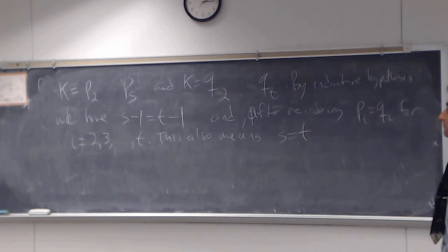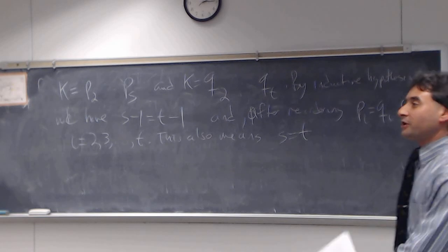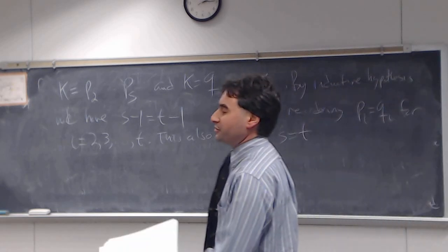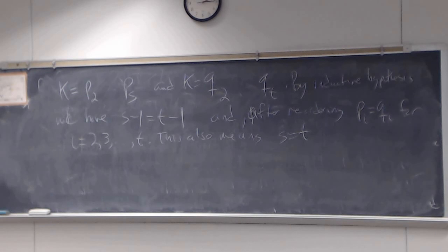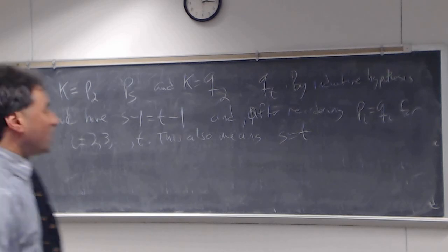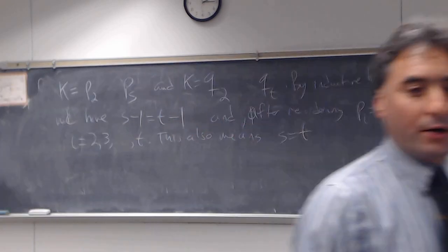So we've got it, right? By the corollary to Euclid's lemma, we saw that p1 is equal to q1, and then the inductive hypothesis takes care of the rest. We can conclude that s equals t, and then that p2 is equal to q2, p3 is equal to q3, all the way up to pt is equal to qt. So this concludes our lectures on the integers.